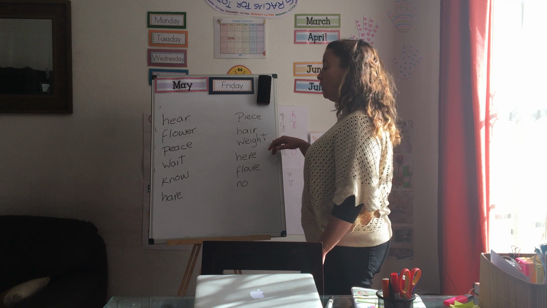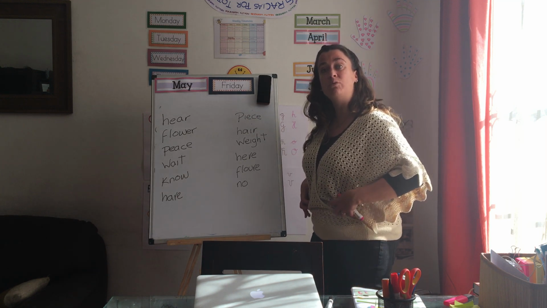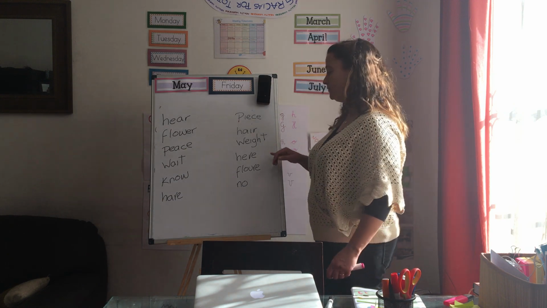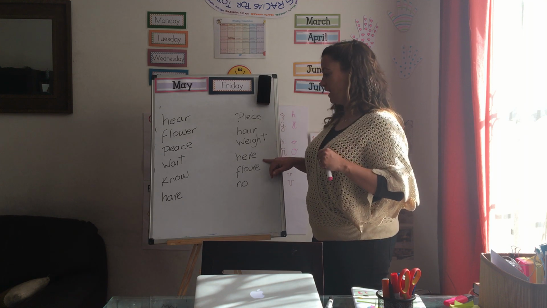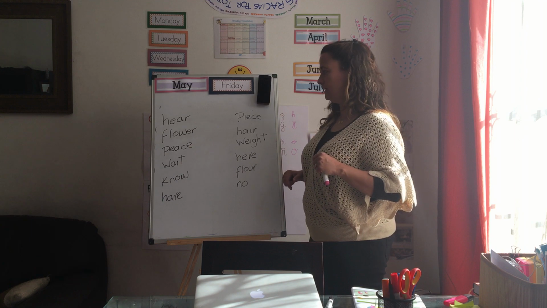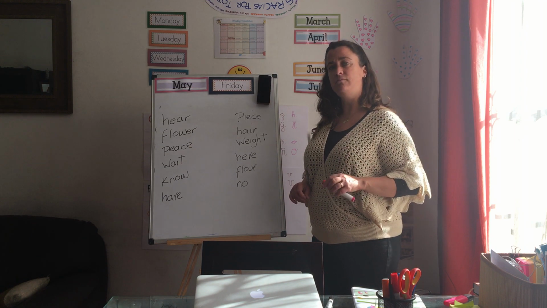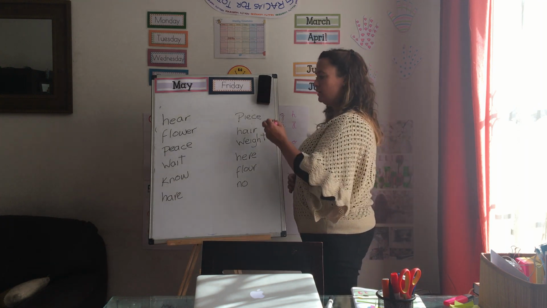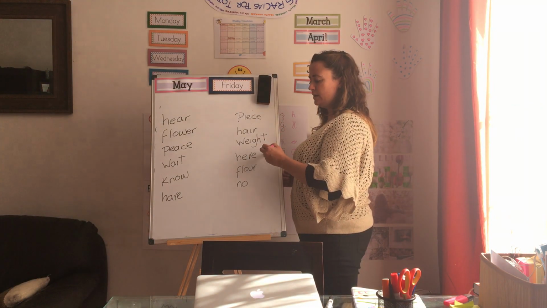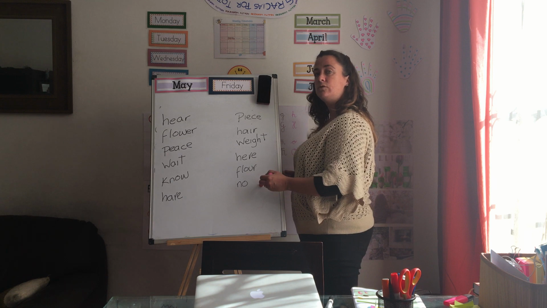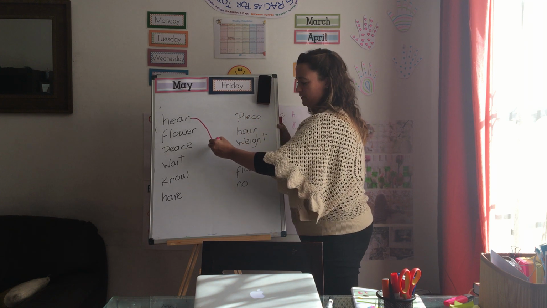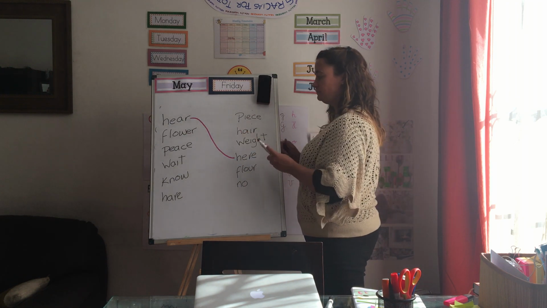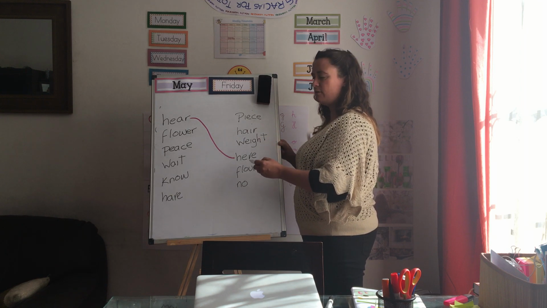Here, weight, my weight, how much I weigh. If I'm fat, I'm overweight. If I'm thin, I'm underweight. Here, flower, I added an E there to that flower, and no. Okay, so here, here, peace, here, wait, here, flower, no. Good job. Here goes with here. Fantastic. What about flower? Flower, peace, here, wait, flower, no.